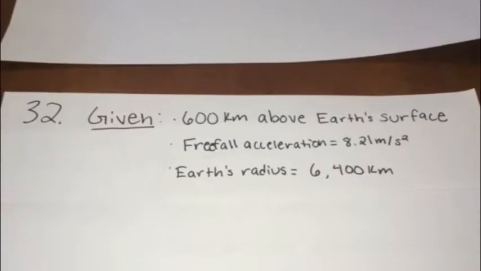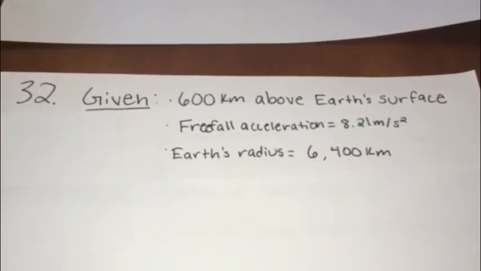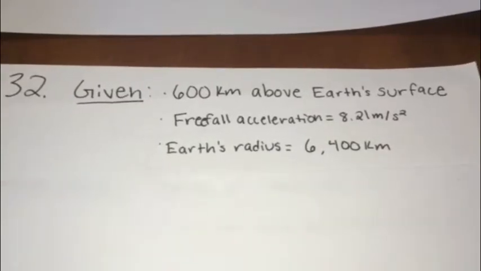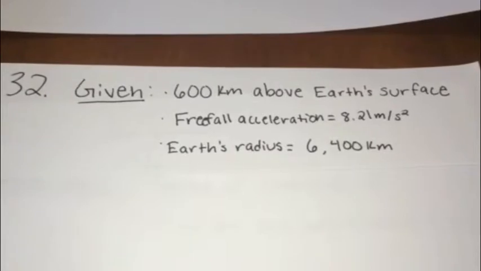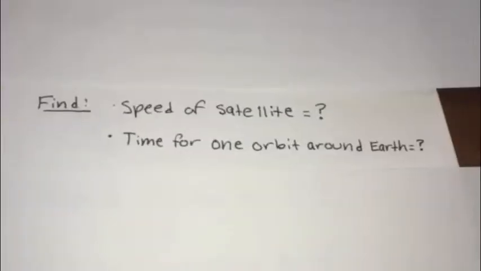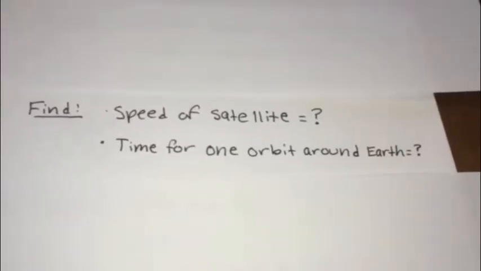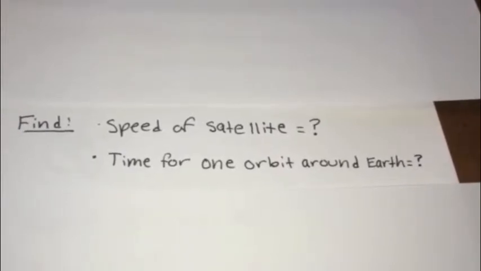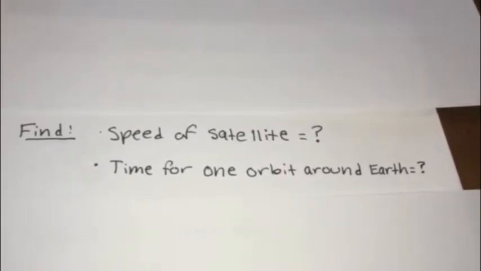Okay, so for Chapter 4, Problem 32, the givens are the satellite is 600 kilometers above Earth's surface. Its free fall acceleration instead of gravity is 8.21 meters per second squared, and the radius of the Earth is 6,400 kilometers. What we are trying to find for this problem is the speed of the satellite and the time it takes for the satellite to orbit once around Earth.